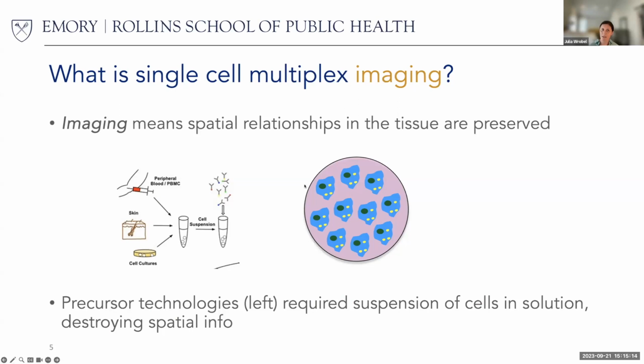And then the imaging piece, which we know and love in this group, means that spatial relationships in the tissue are preserved. The reason this is interesting for this type of data is that precursor technologies didn't have any spatial information at all. Essentially, you took a tissue sample, ground up the tissue and put it into cell suspension. Then you figure out what cells are in that suspension, but you lose any of the spatial information about how cells are interacting with each other. So it's fairly new that we can get this level of information about the cells and also preserve their spatial information. It's really cool that we're able to now do this.